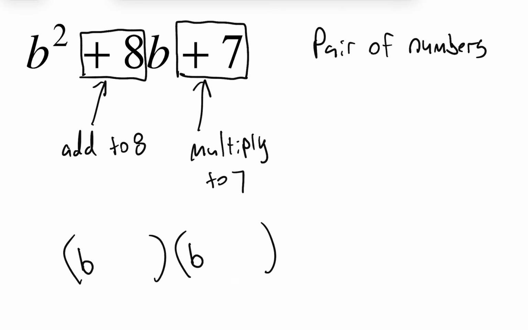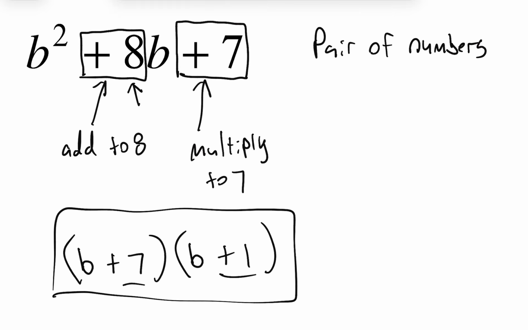And now we need to ask ourselves, what two numbers multiply to 7 and add to 8? This one is quite easy because there's really only one way to multiply to 7. It's 7 and 1. So it's a positive 7 and a positive 1 that multiply to 7. And this 7 and this 1, they also add to 8. So this would be your factored version.